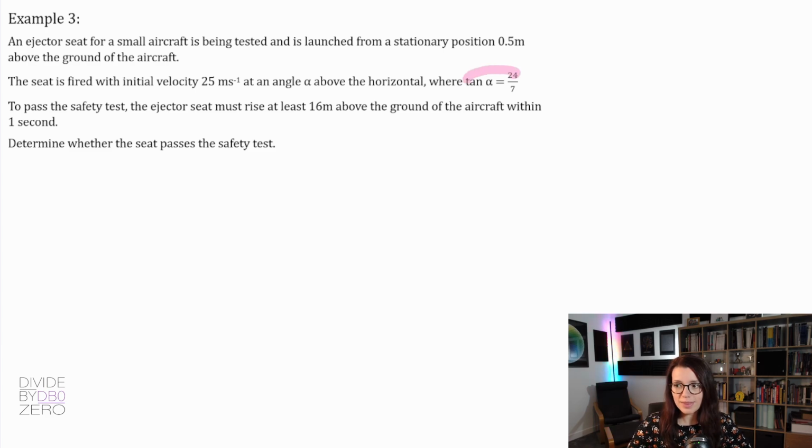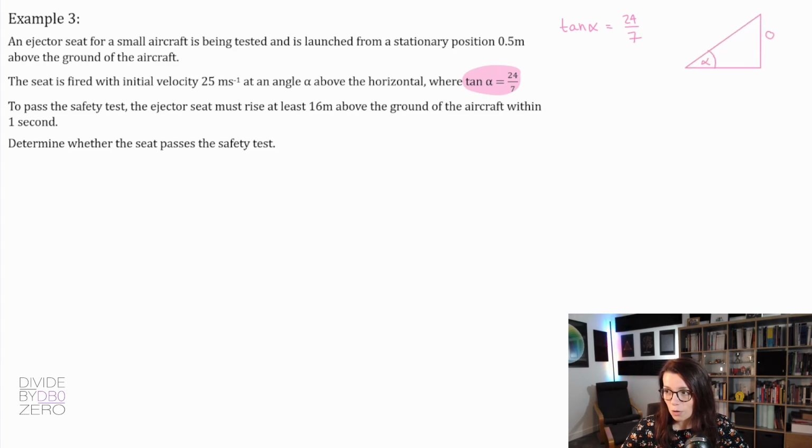Now, I would start with this: tan alpha equals 24 over 7. In mechanics, sometimes they'll give you a ratio for the angle, and you have to do a bit of work to work out what sine and cos would be of that angle. So if tan alpha is 24 over 7, we can draw a little right angled triangle on the side, call this alpha, and that's telling us that the opposite over the adjacent is 24 over 7. We can work out what the hypotenuse is by just doing Pythagoras. So root of 24 squared plus 7 squared is in fact 25.